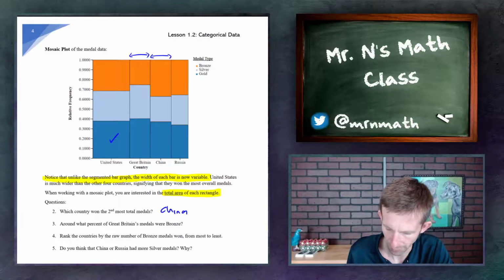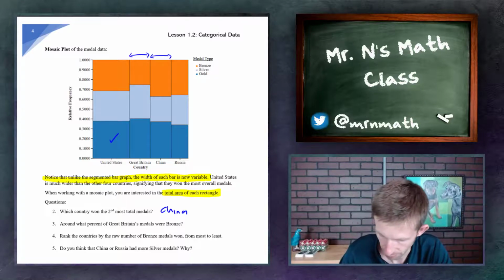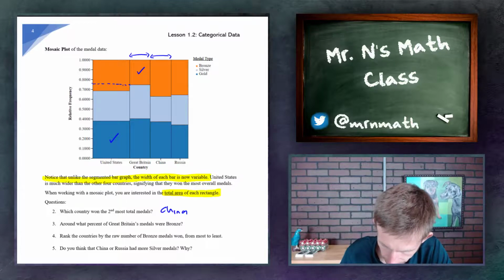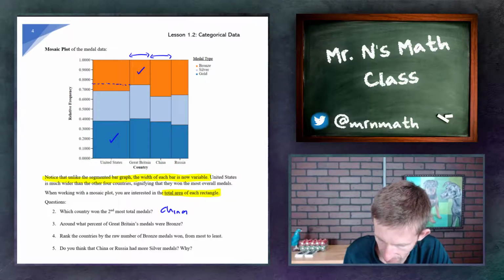Around what percent of Great Britain's medals were bronze? So I'm interested in bronze and Great Britain. So I'm interested in this. So what percentage? If I look at gold and silver together, that adds up to about 75. So the remainder would be 25%.